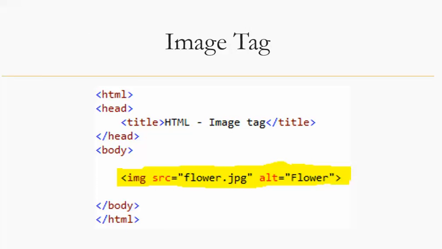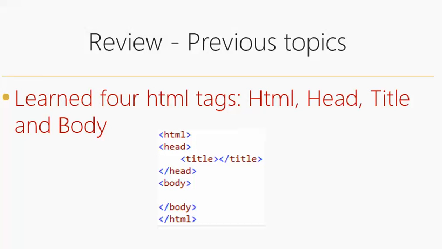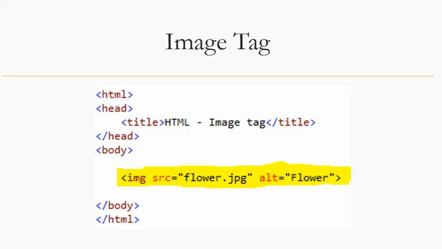So the image tag: all that you do is copy the previous structure that you see here and then add this particular tag, open angle bracket img src is equal to the file name in double quotes, and alt is equal to flower or any other friendly name that you want. That's all you have to do, and you have to make sure the flower image is in the same directory.